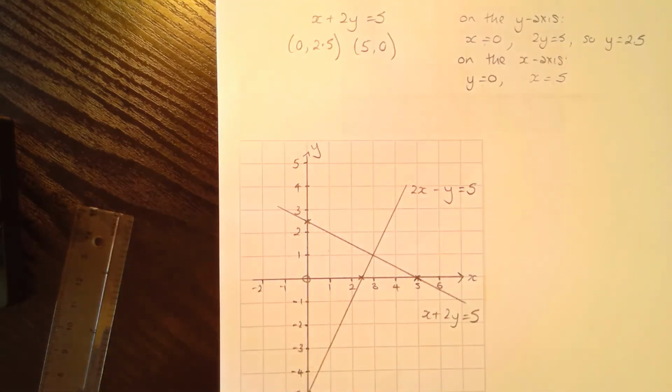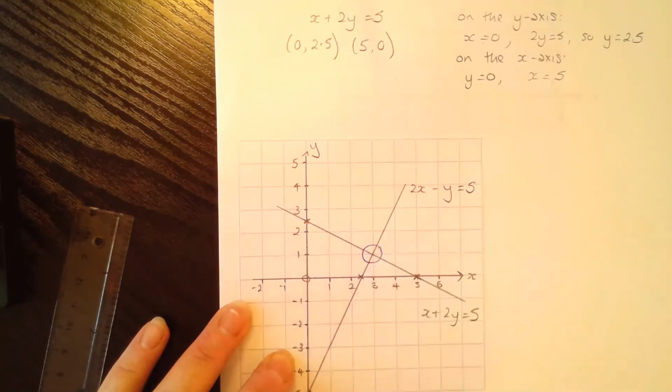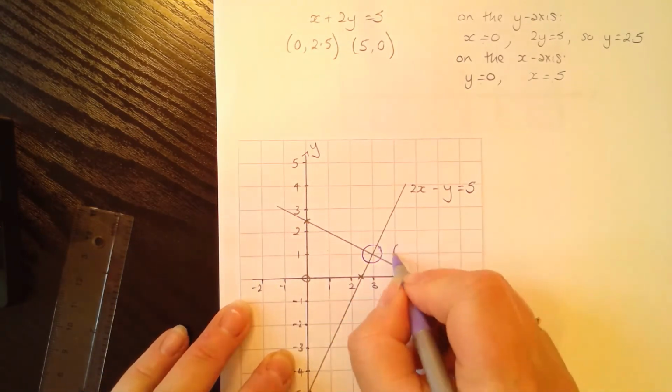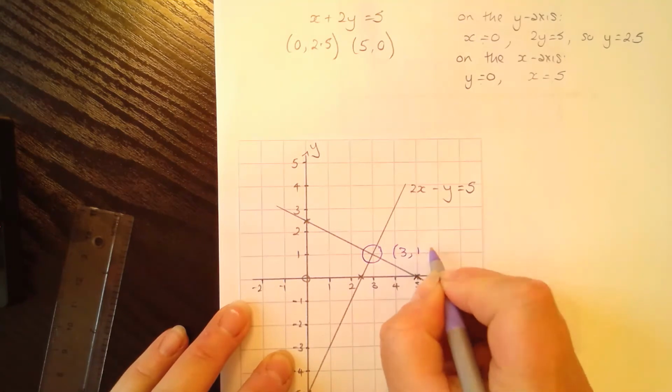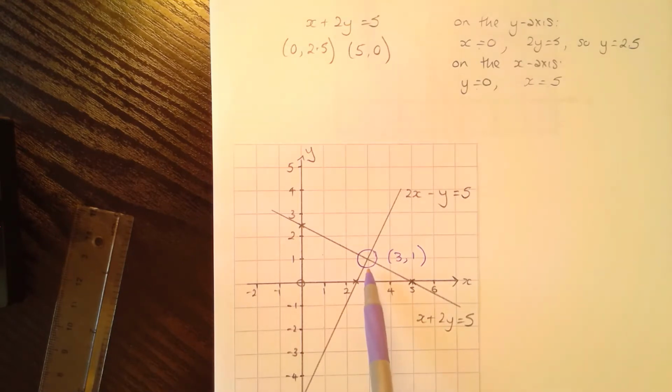So the question said, draw them, I've done that, and find their point of intersection. The point of intersection is the point where the two lines cross. So that is there, and that is the point 3, 1. And it says, what does this point represent? Well, that point of intersection is where both lines have got the same coordinates. On both lines, x is equal to 3 and y is 1.